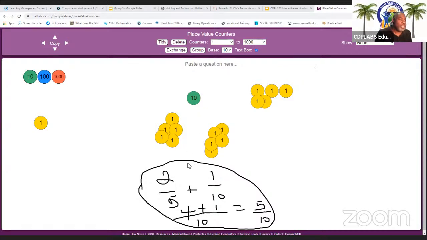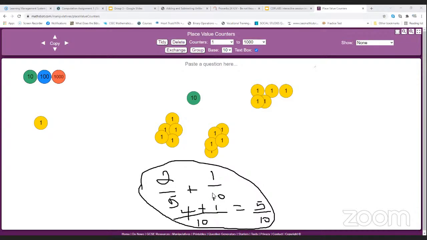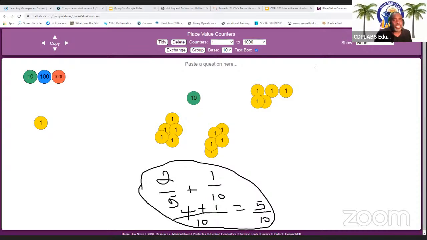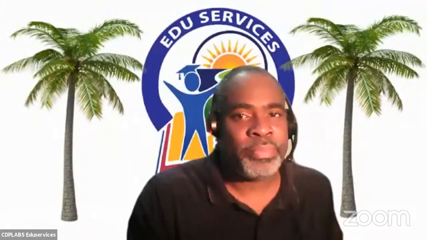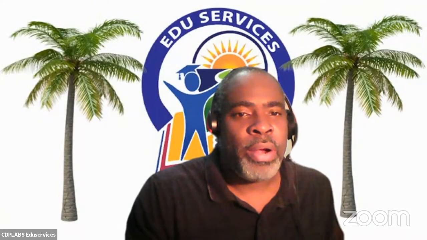So please note that I don't like teaching fractions this way because it's not the right way to teach it. But try to get comfortable with the other method, all right? All right, so let's go on to the other questions.